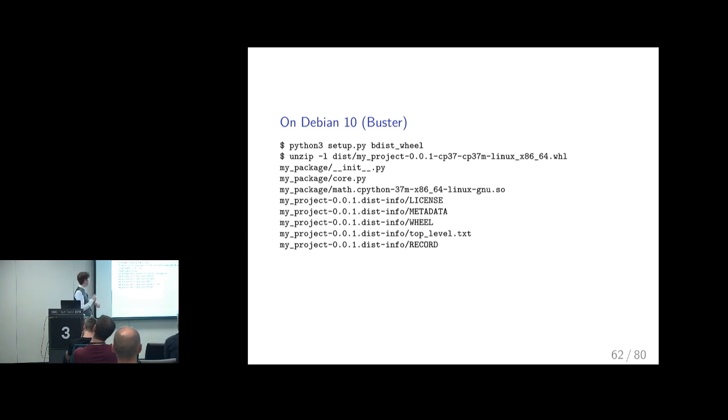And these are the contents, okay? It has the init and the core, as we saw, and this now math cpython linux.so, right? So that would be the extension. And then the metadata that you saw before. This is sort of the anatomy of a wheel.